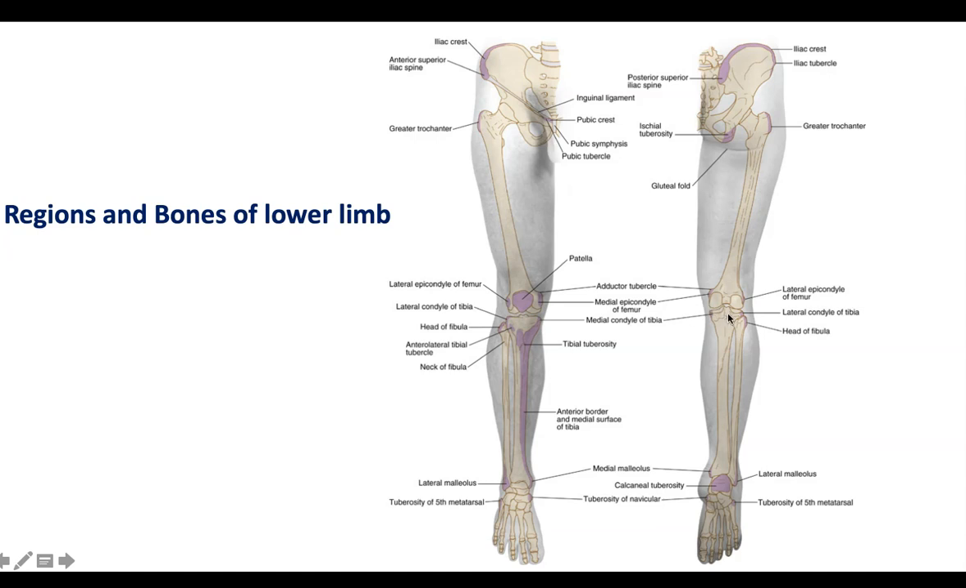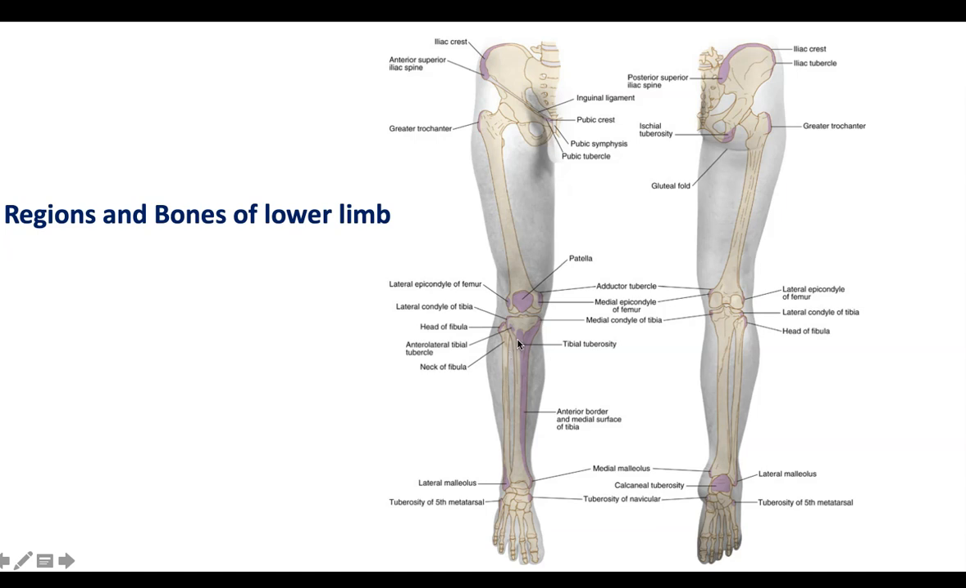The posterior aspect of the knee joint has a hollow depression, like the cubital fossa in front of the elbow joint. This is called the popliteal fossa, which lies on the posterior aspect of the knee joint, and the blood vessels and nerves pass through it from the thigh to enter into the leg.